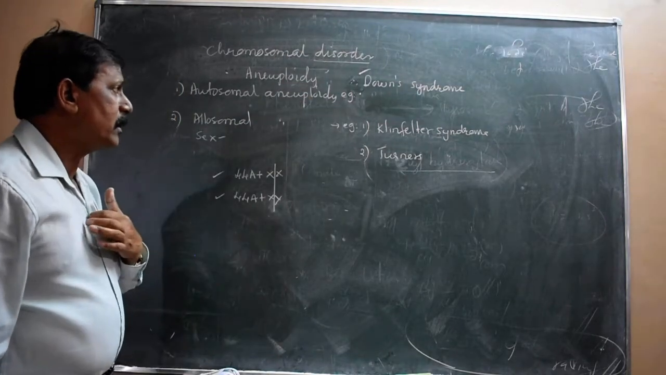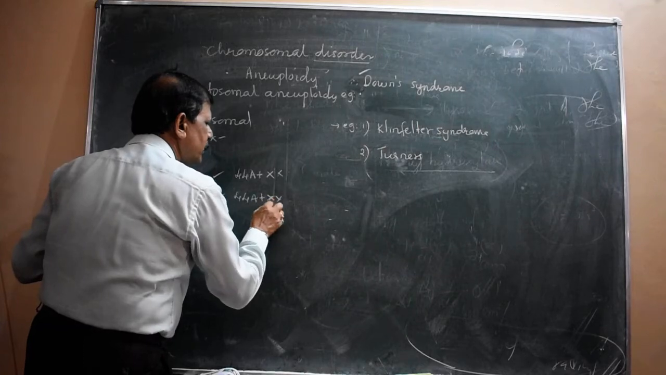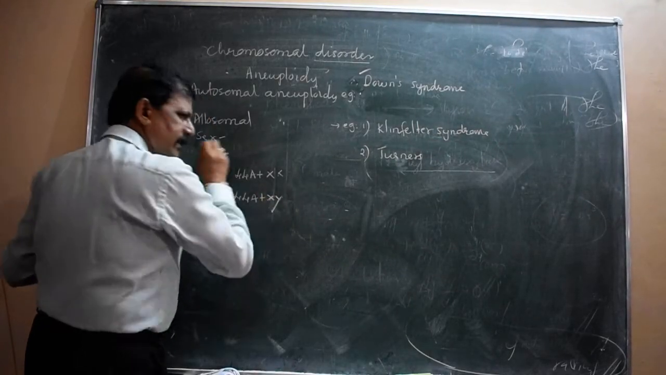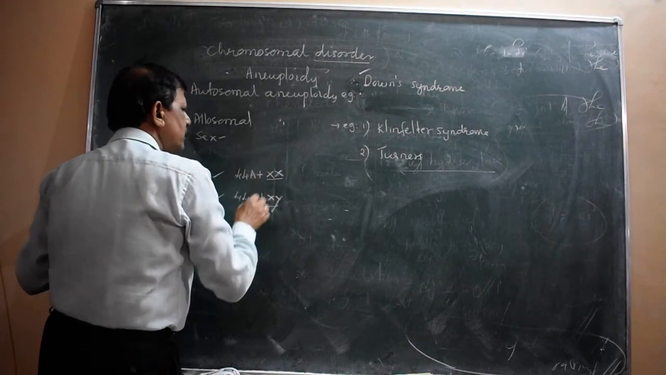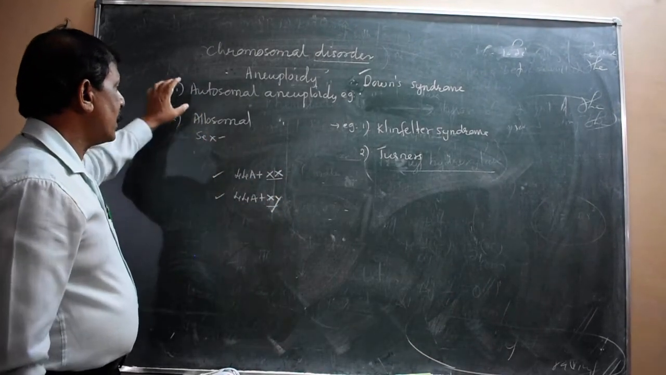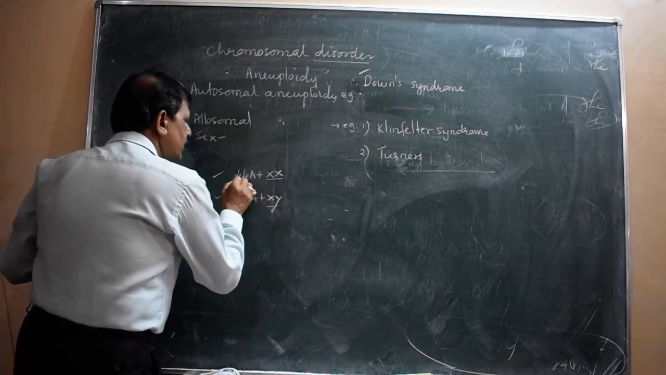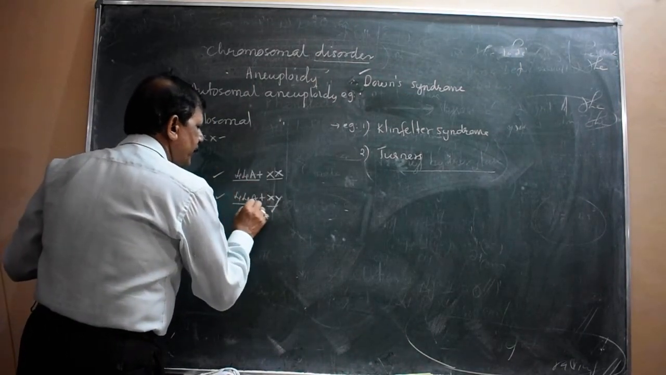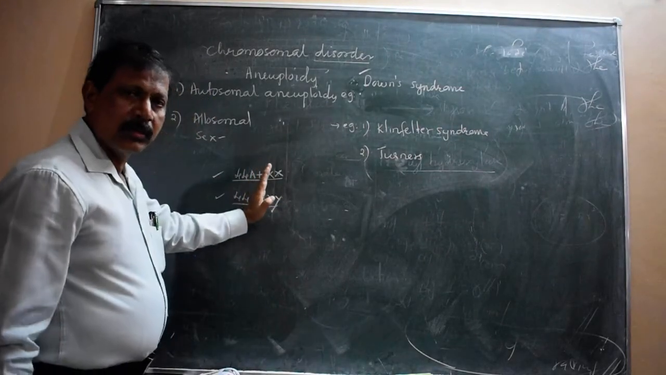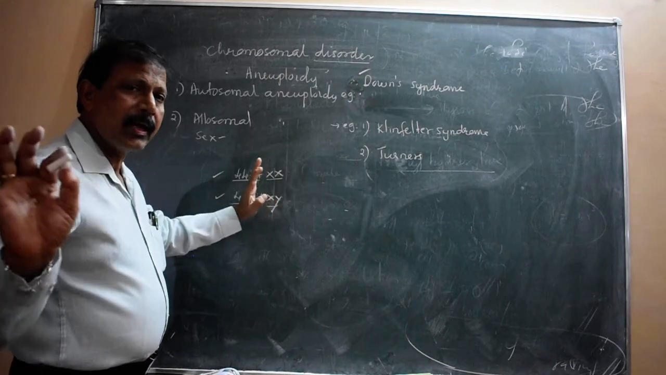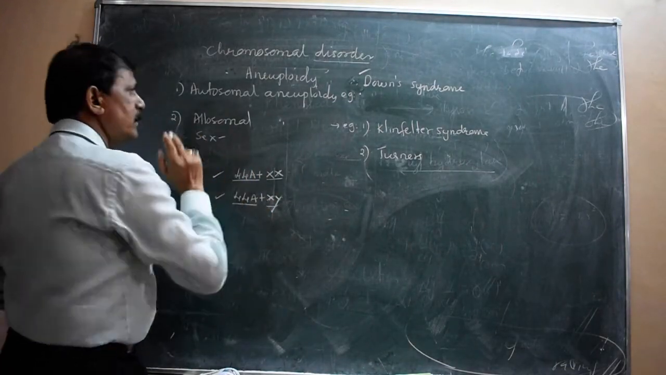Now let us come to Down syndrome. These are the two sex chromosomes, this is 2 sex chromosomes and this is 2 sex chromosomes. Down syndrome, as I said, is an autosomal aneuploidy. Autosomal aneuploidy means changes take place only in the autosomes, not in the sex chromosomes. The sex chromosomes do not change, they remain the same.